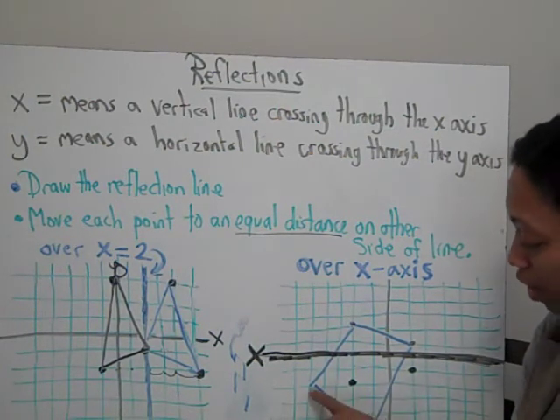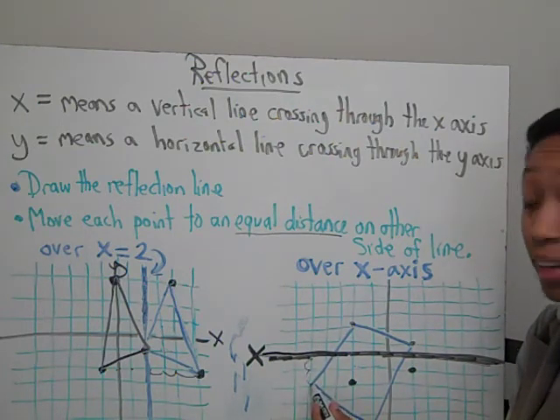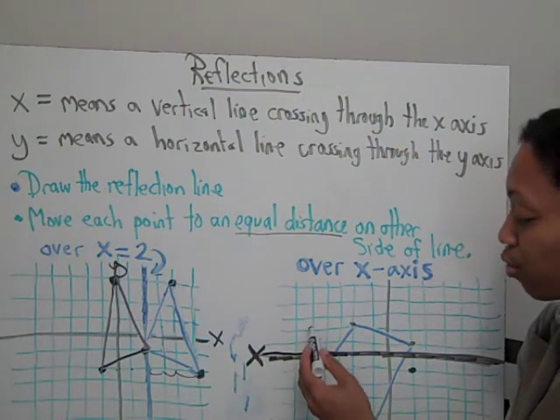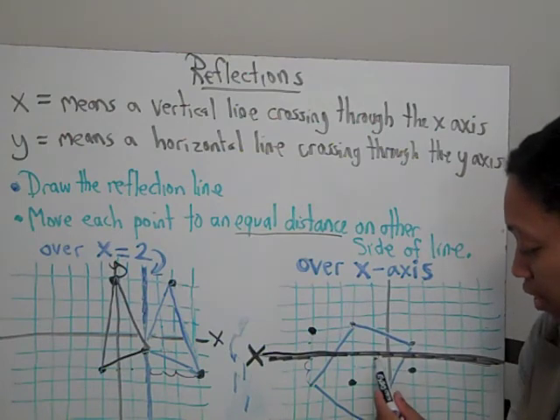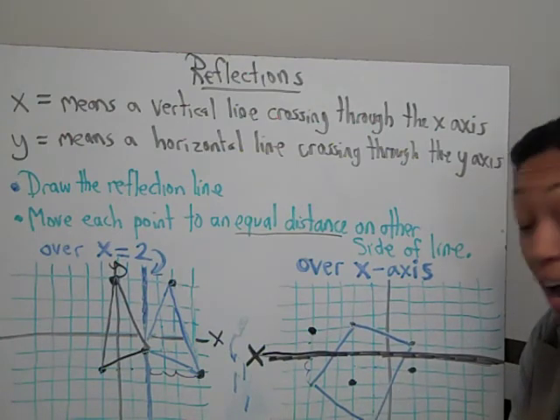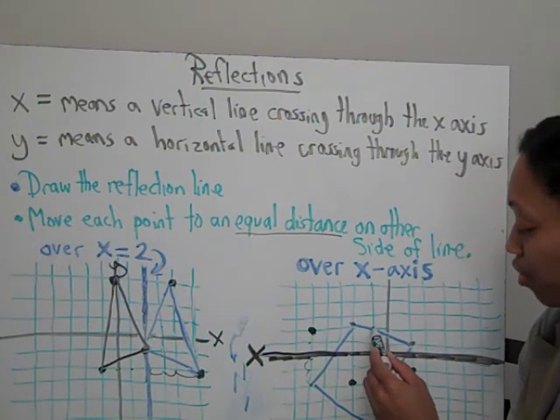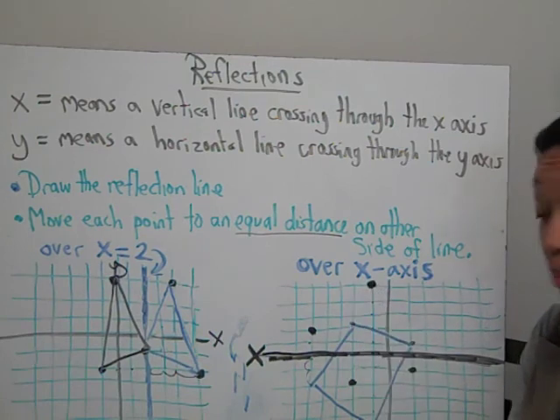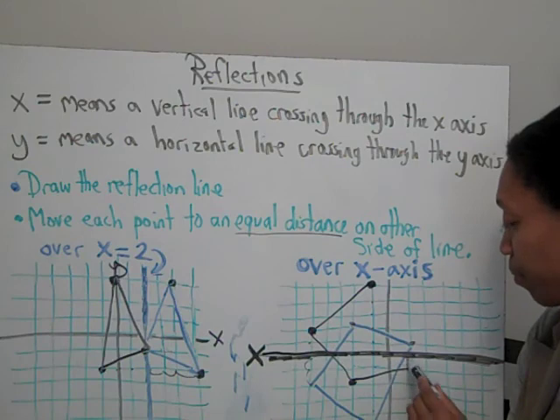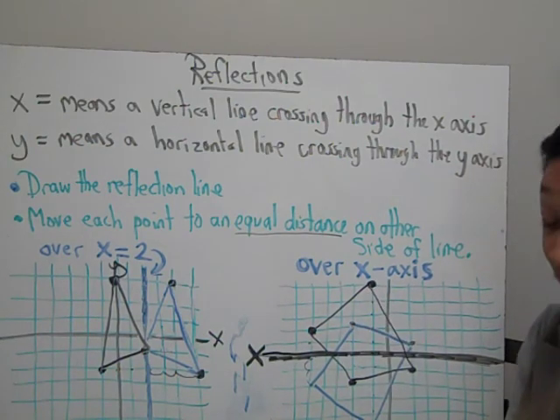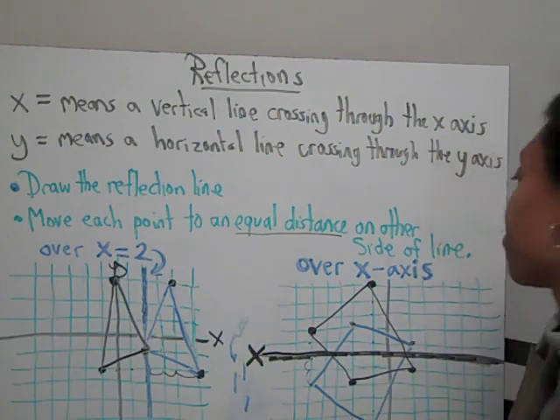And how about this one? This one's below the line. This one is 1, 2 below the line. So when I reflect, I'm going to come 1, 2 above the line. And this one down here is 1, 2, 3, 4, 5 below. So starting from the line, I'm going to come 1, 2, 3, 4, 5 above, and connect my points. And there is my reflection. That one's kind of cool because it overlaps. All right.